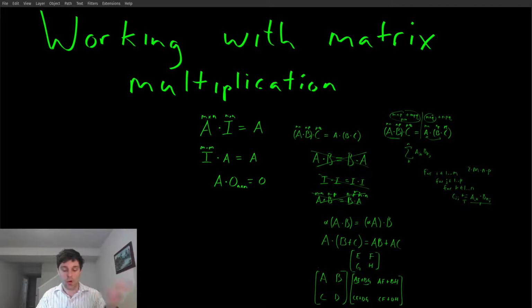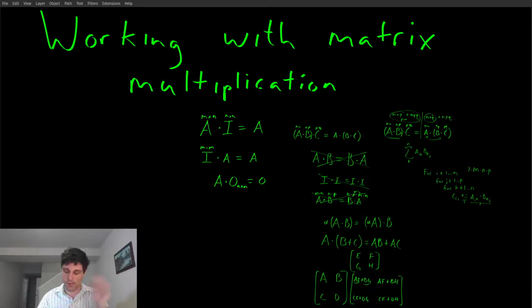Okay, so overall, this is just thinking about what you can do as we work through problems with matrix multiplication. One, the identity matrix works like a 1. You can multiply it anywhere. Associativity works. Distributivity works. Commutativity does not work.